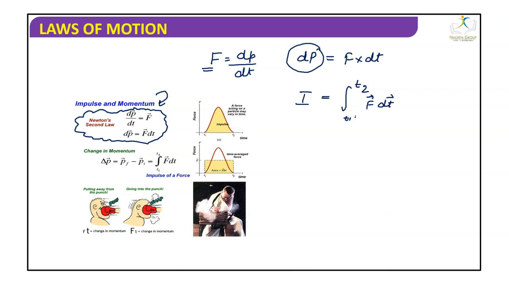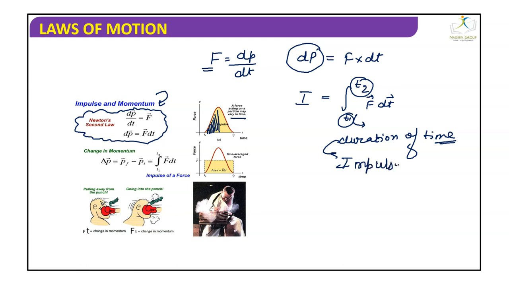As you can see, this is an impulse. This is a continuous graph. A force acting on the particle may vary with time. So how the force actually varied at any particular time, or over a particular duration of time, is defined by the term impulse.